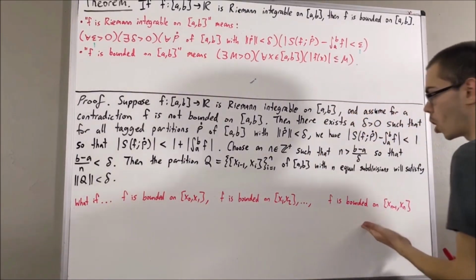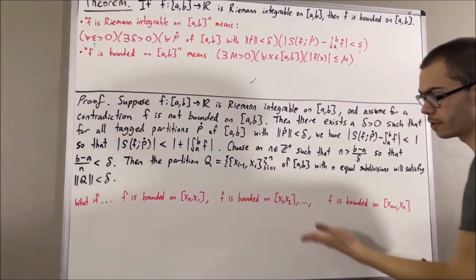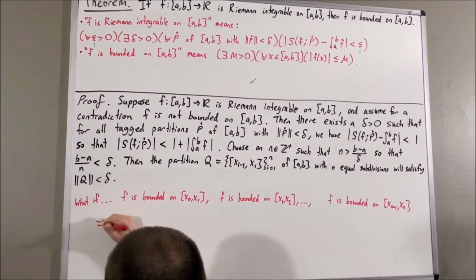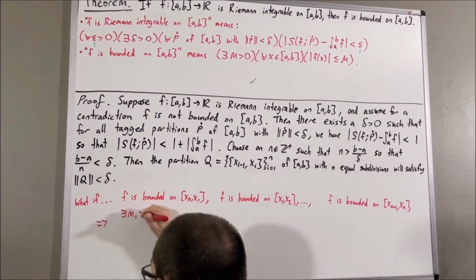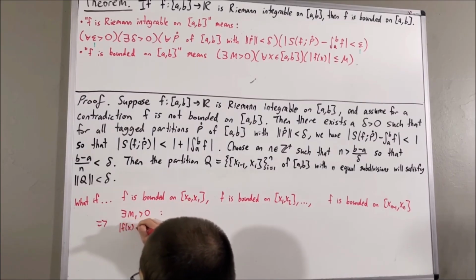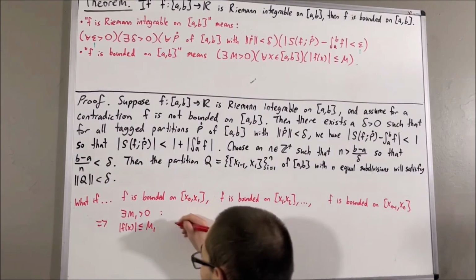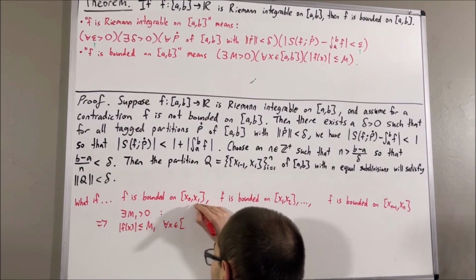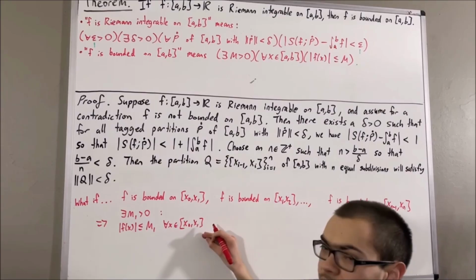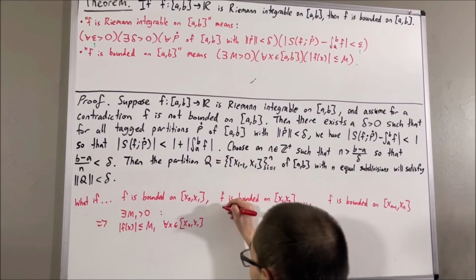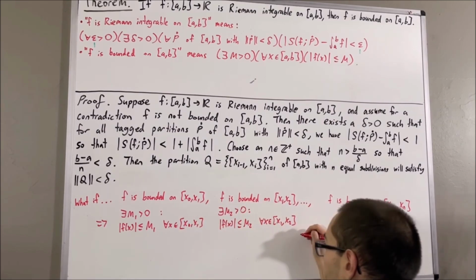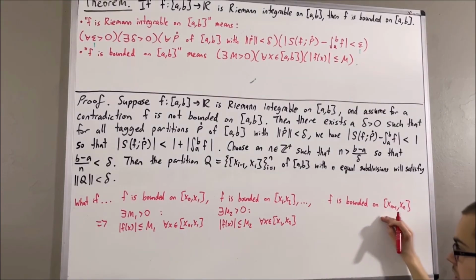If f is bounded on all n subintervals, well then, since f is bounded on the first subinterval, this means that there exists a positive real number I'll call m1, such that the absolute value of f of x is less than or equal to m1 for all x in the first subinterval. And we would have the same thing happen in the second subinterval. Instead, I'll call that positive number m2. And so on, all the way up to the nth subinterval.